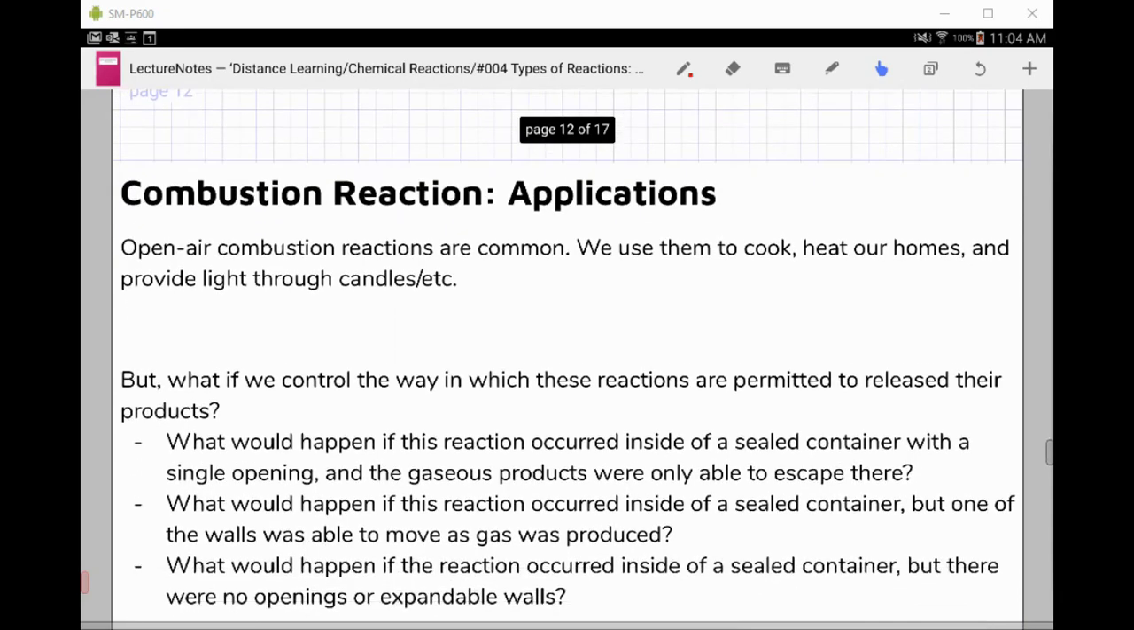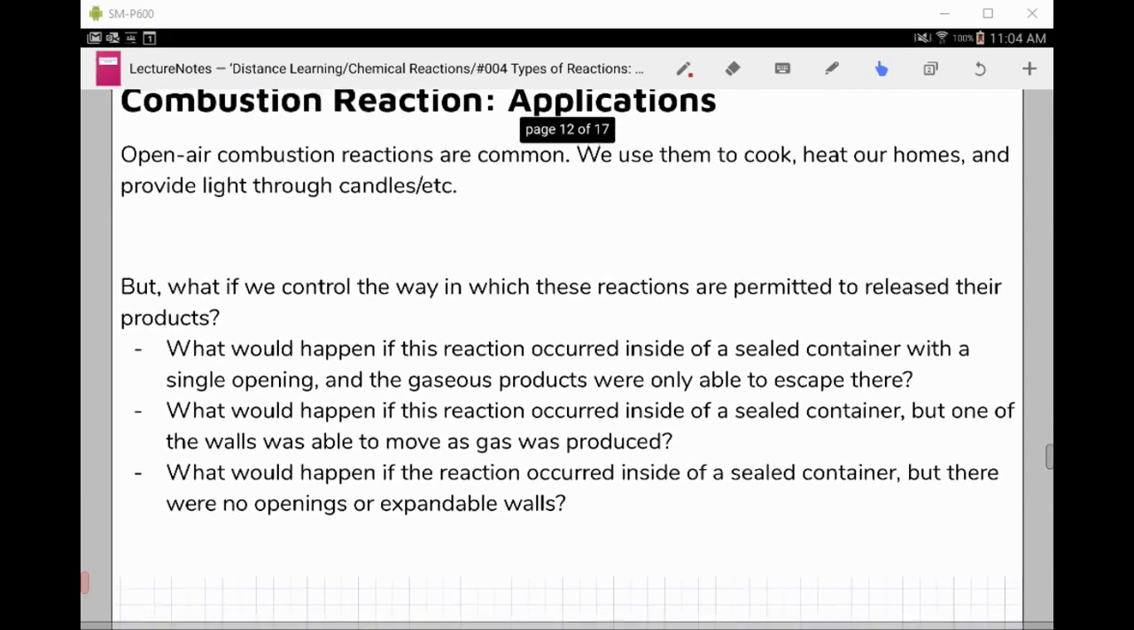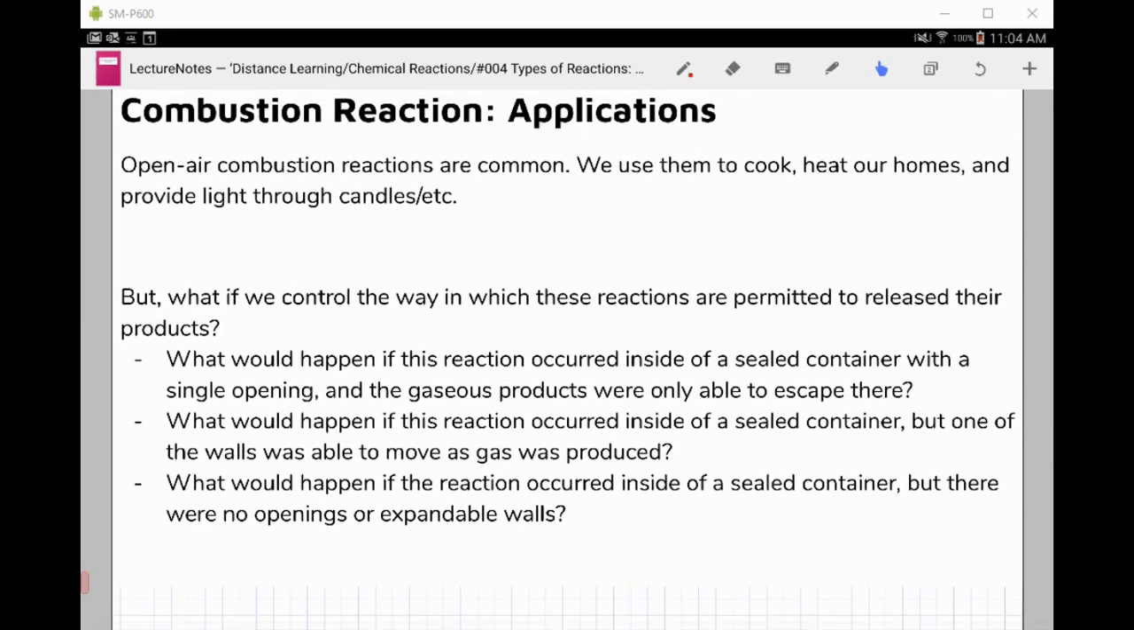So combustion reactions have a whole lot of different applications depending on what we do with the system that these combustion reactions are happening in. So think about some different scenarios we can make. What happens if we do this combustion reaction inside of a container with a single opening so that we controlled which direction the gases could be released? What if we were able to do it in a container where there were walls on all sides, but one of them was able to flex and move a little bit? And what would happen if we did this in a container without any openings?